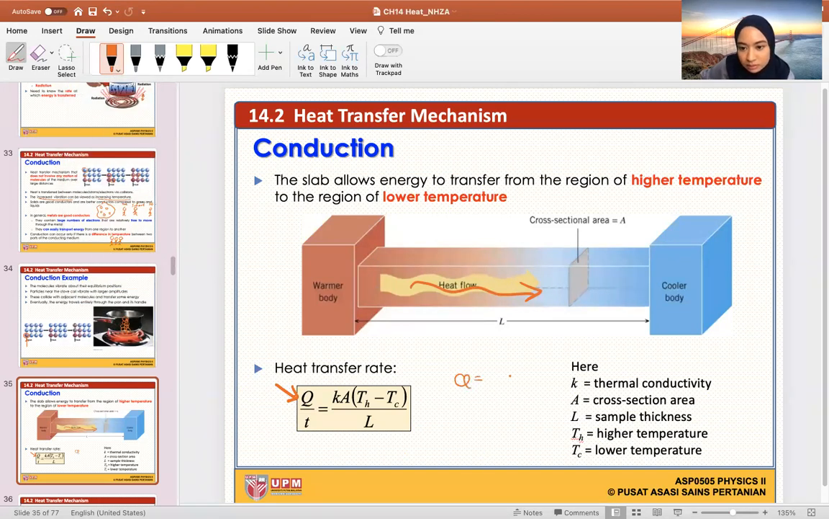Q is heat energy. T is time. What is joules over second? Anyone? Does anyone still remember what joules over second means? I mean, what is the other unit for joules over second?